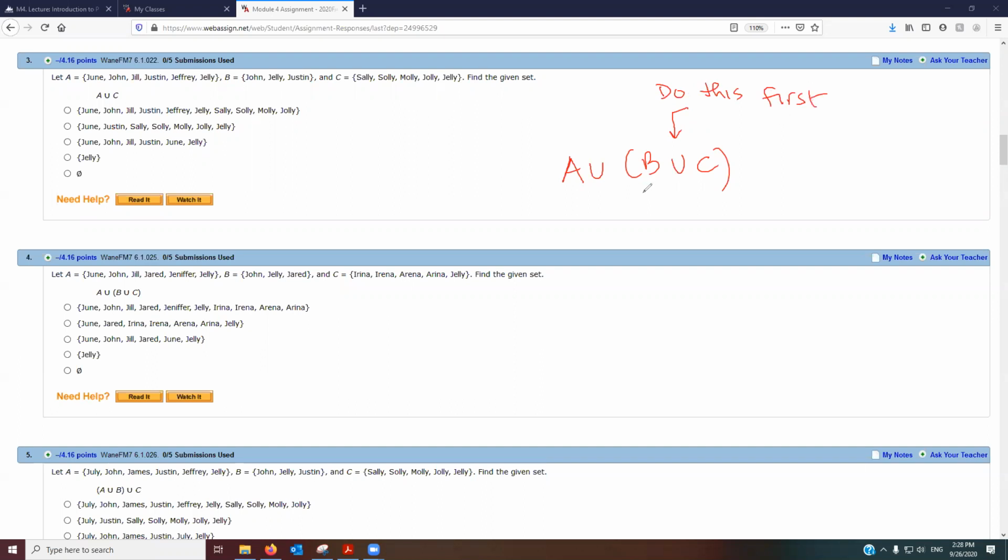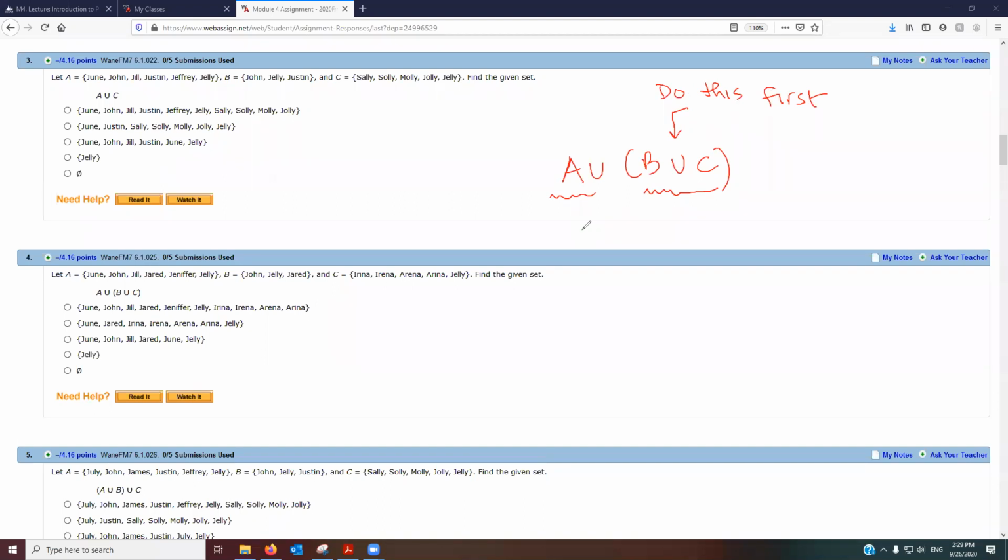So I'm going to combine all the elements from B and C into one big set. Once I have that, I'm going to combine those with all the elements from set A. Well, when you think about it, what's going to end up happening here is I'm going to have all the elements from A, B, and C put into one gigantic set, with no repeats, of course.